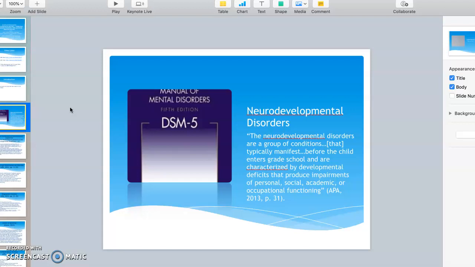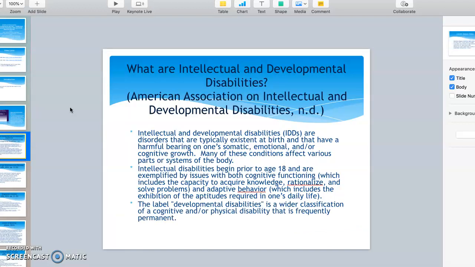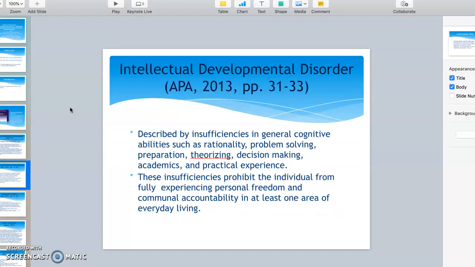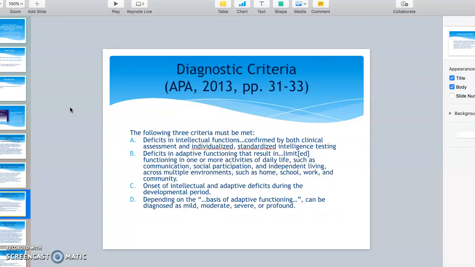Okay, so this is Anne. She defines what a neurodevelopmental disorder is using the DSM-5, and that can be found on page 31. So she talks specifically about IDD and what it is. Here's the diagnostic criteria from the DSM-5 for IDD.